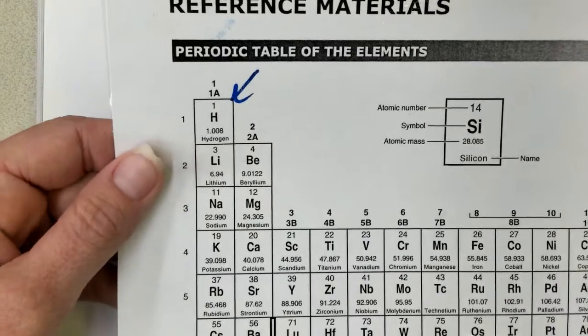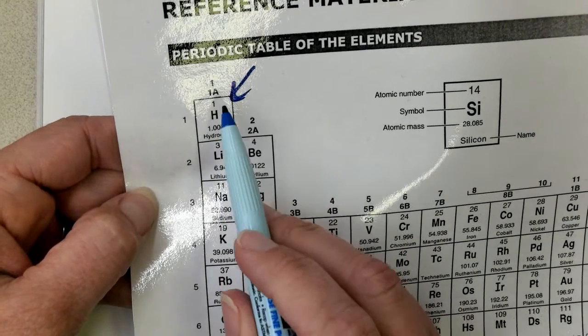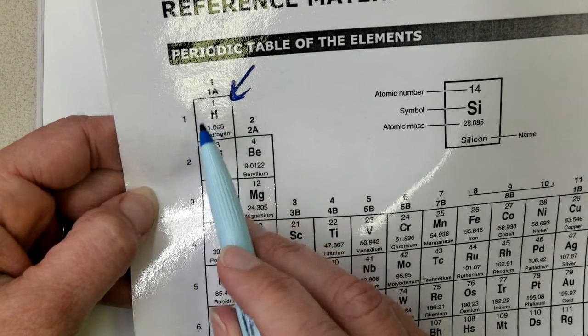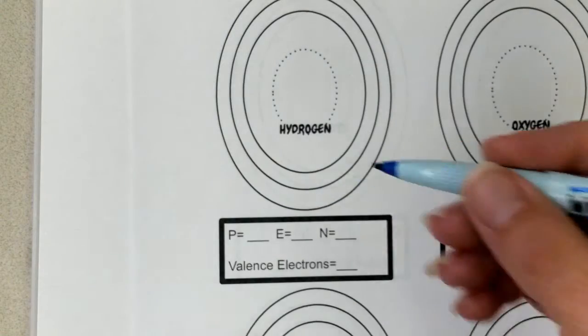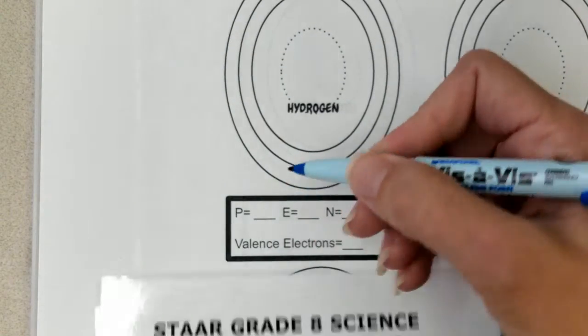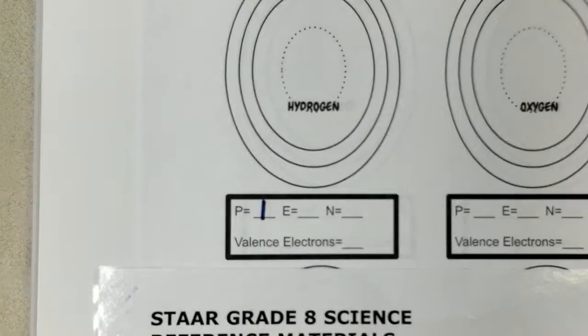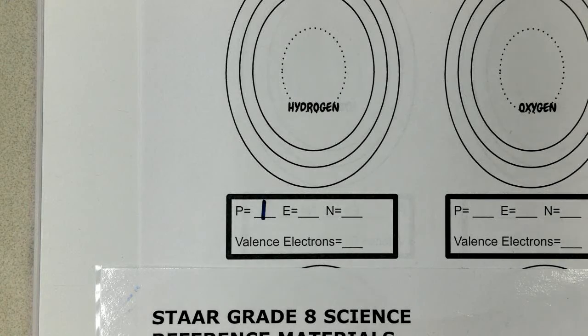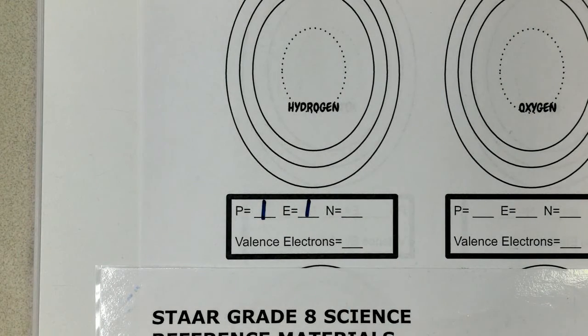And if you notice on the periodic table, hydrogen's right here, and it has an atomic number of 1. And the atomic number is also the number of protons. So you go down here, since the atomic number is 1, you will put 1. Number of electrons will also be 1 because this atom is neutral, meaning it has an equal number of charges, positive and negative. So protons and electrons would be the same.